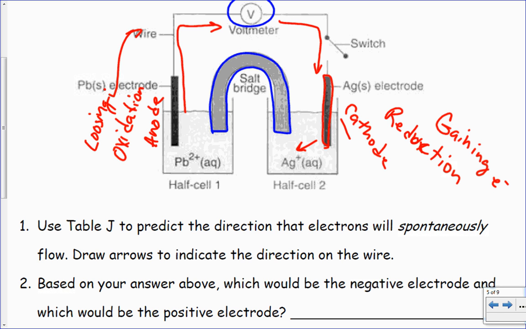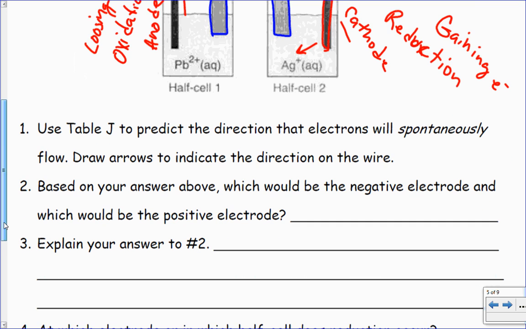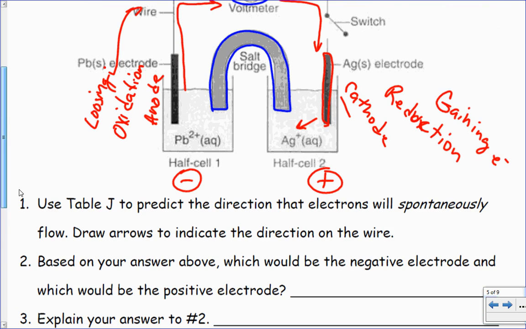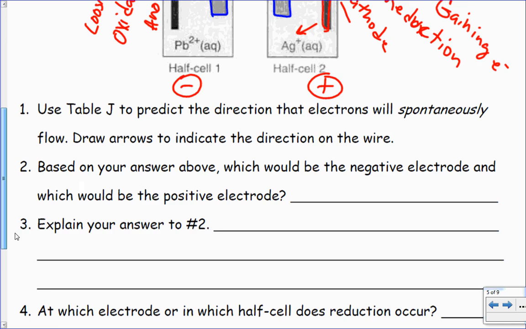So I just drew a whole bunch of arrows, and it basically did what they asked me to do, which is the negative electrode, and which would be the positive electrode. Well, the positive electrode is going to be the silver. Remember, I got negative electrons. They're going towards the positive. So this is the negative. Okay, explain your answer. I just did. Electrons flow towards the positive, so the cathode must be the positive one.